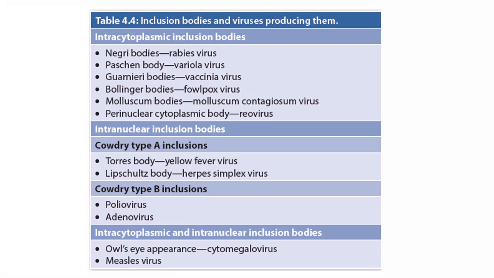These are some of the most commonly seen inclusion bodies. A very important one is the Negri bodies in rabies virus. You can also see Guarnieri bodies in vaccinia virus, and molluscum bodies in molluscum contagiosum. The poliovirus and adenovirus can give rise to Cowdry type B inclusion bodies. There can be an owl-eye appearance in cytomegalovirus and measles virus.